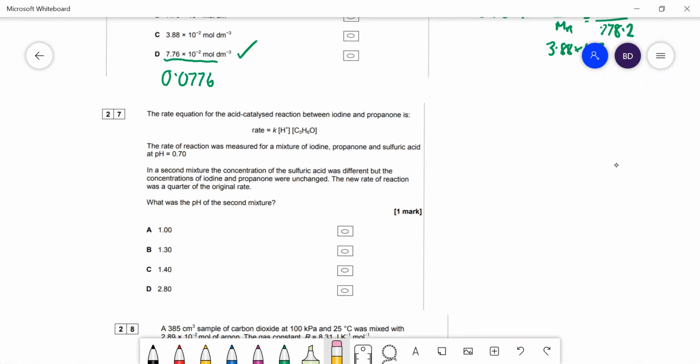Now we've got the rate equation for the acid catalyzed reaction between iodine and propanone, is that. Okay, so it's first order with respect to both. The rate of reaction was measured for a mixture of iodine, propanone, and sulfuric acid at pH 0.7. Okay.